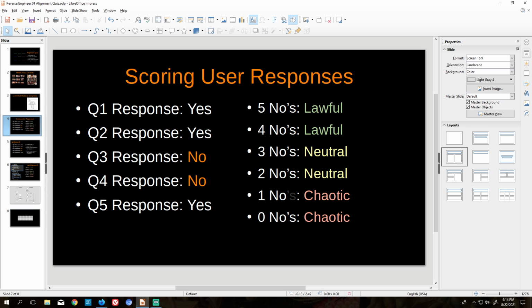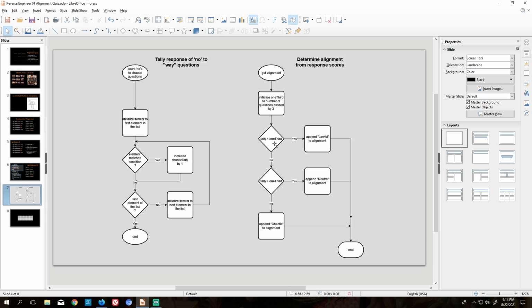If you're not above the 2/3 mark, only then will it ask, are you above the 1/3 mark? If you're already not above 2/3, then being above the 1/3 means you're either a 2 or a 3. So if you came no here, it'll say, is the tally above 1/3? If that's yes, then you're in the neutral territory, and then you end. If you're not above 2/3 of the questions, and you're not above 1/3 of the questions, that means you're in the lowest amount. You're either a 0 or a 1, in which case we're going to append the word chaotic to our alignment. So we're going to call you chaotic.